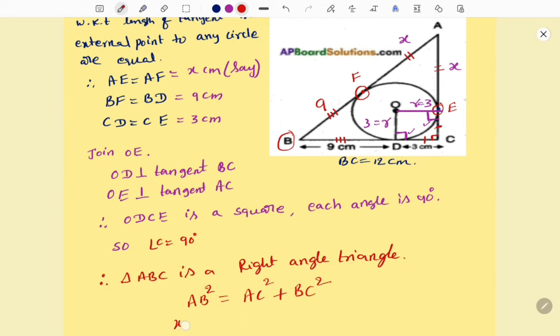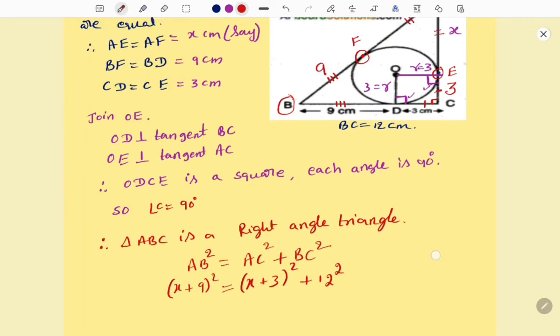Therefore, you can write (X plus 9) whole square is equal to AC square. Suppose this is 3 centimeters, so this is also 3 centimeters. Therefore, AC is X plus 3, whole square, plus BC. BC is equal to 12 centimeters, so 12 square. Now you can simplify this.